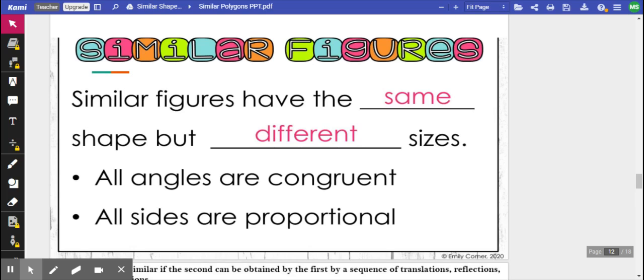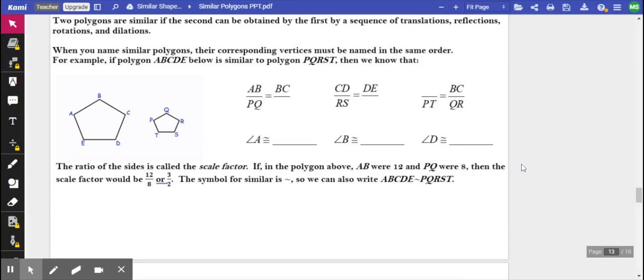And depending on what shape you're talking about, it might be a square or a triangle, you might know how many total degrees are in it. So you may only need most of the angles congruent in order to tell that they are actually similar as well. We are looking at some continuation of our notes here.